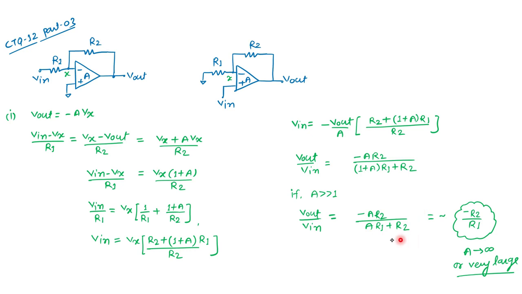Okay, but if we say ideally that gain is infinite or very high, then we can have the expression directly as minus R2 by R1. This is the general expression that we see.